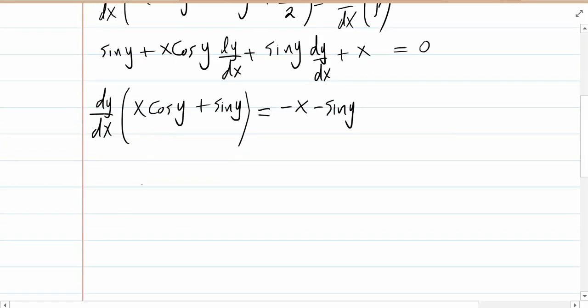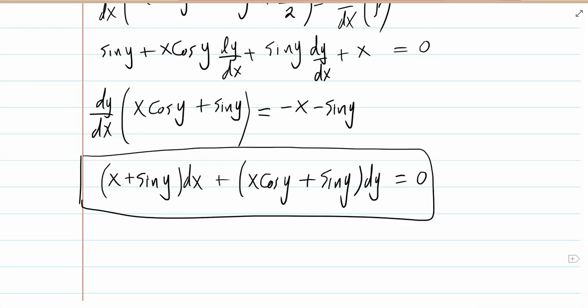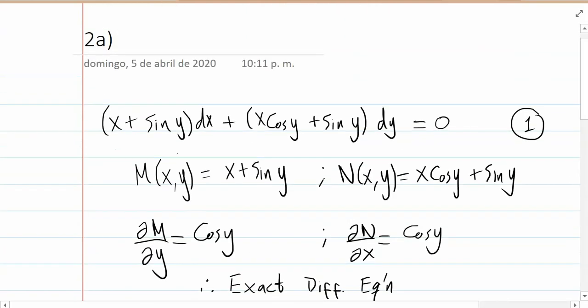and well, here we need to rewrite it in the form M dx plus N dy. So I'm going to multiply by dx, and we get x plus sine y dx plus x cosine y plus sine y dy is equal to 0. And we can compare this with the initial equation, x plus sine y and x cosine y plus sine y.